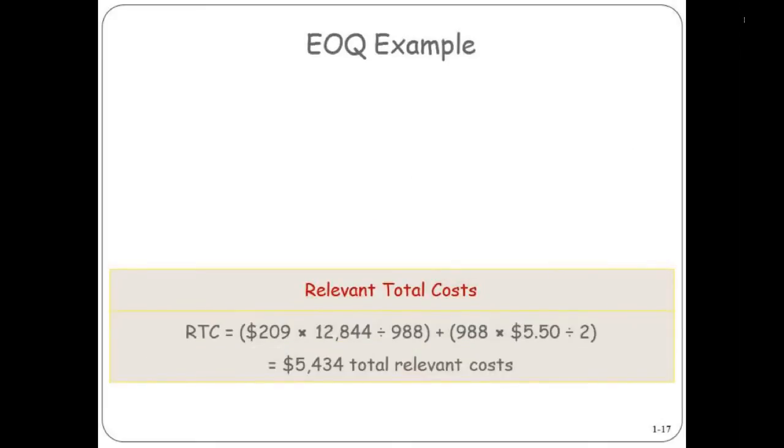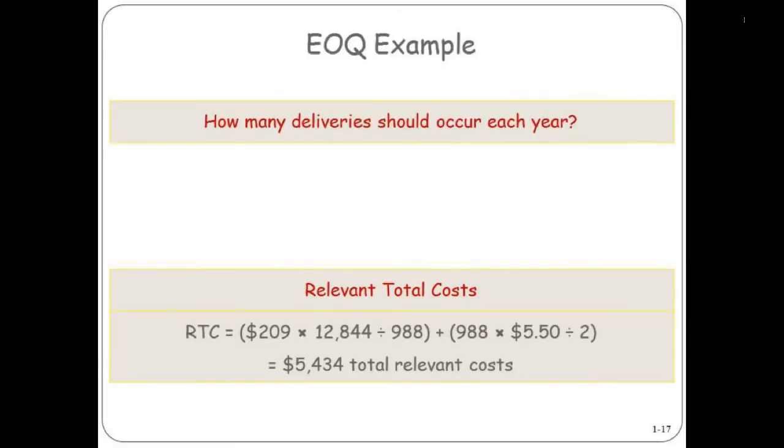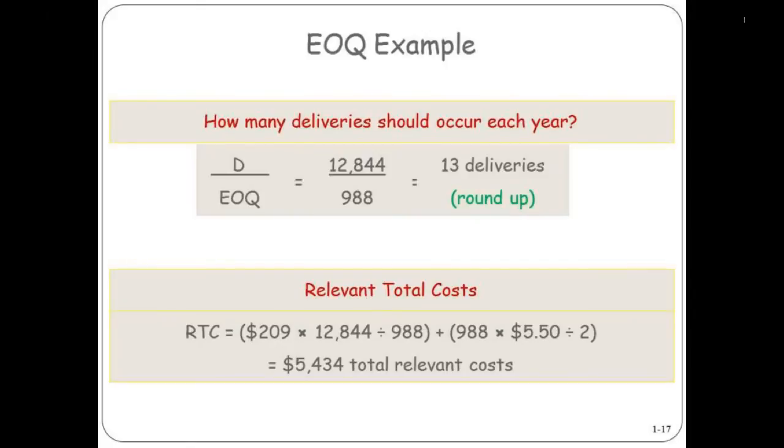At that level, how many deliveries should you have each year? The 988, you divide the total number of videos you expect to sell in a year by 988, and that says you need to have 13 deliveries in the course of the year at that level.